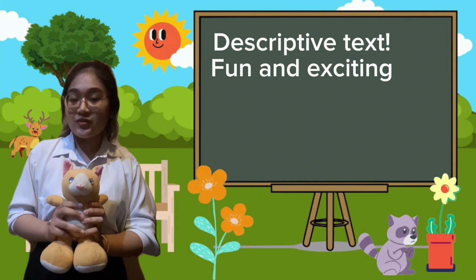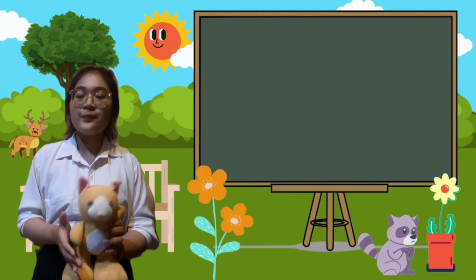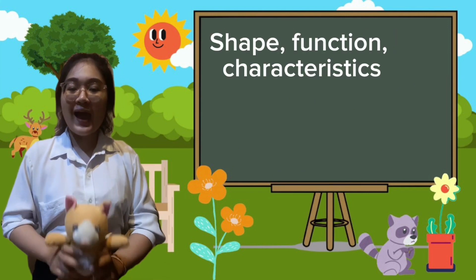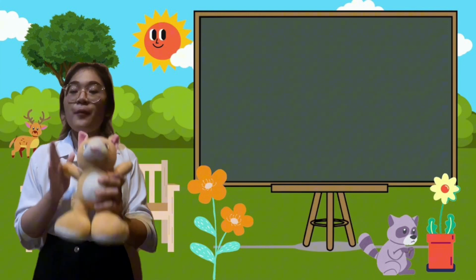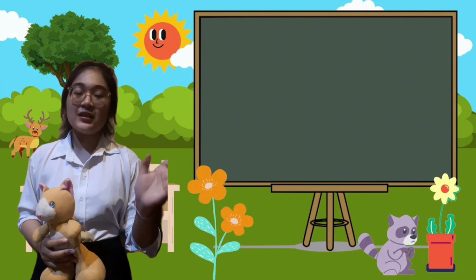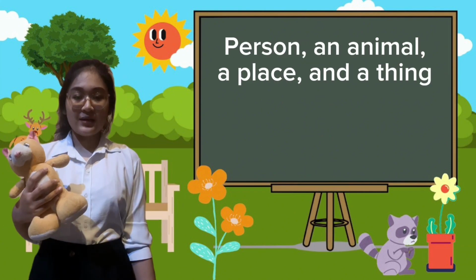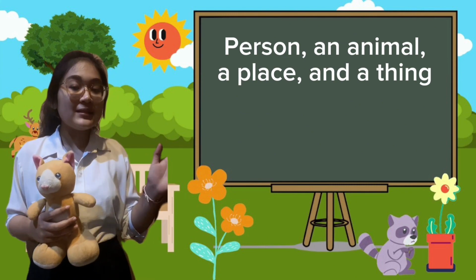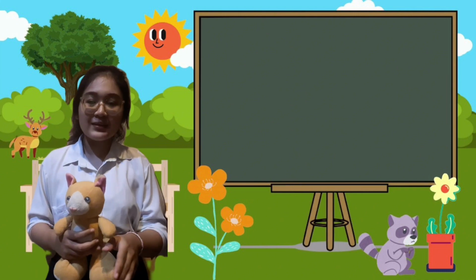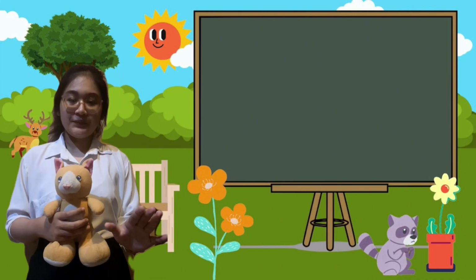Descriptive text is a genre of text which contains explanation and descriptions of an object from its shape, function, characteristic, and about the overall way we see something. The object here can be varied. It can be a person, an animal, a place, a thing, and so on. In descriptive text, we will describe something specifically, not generally.